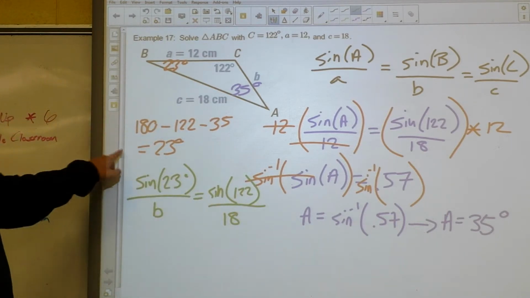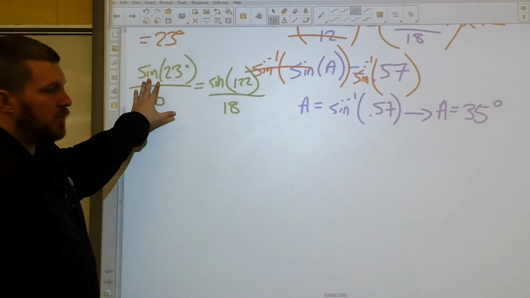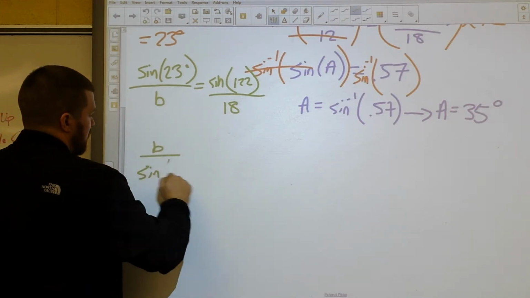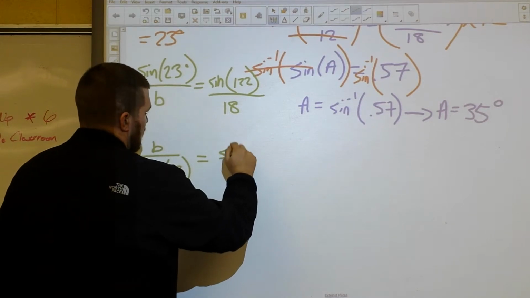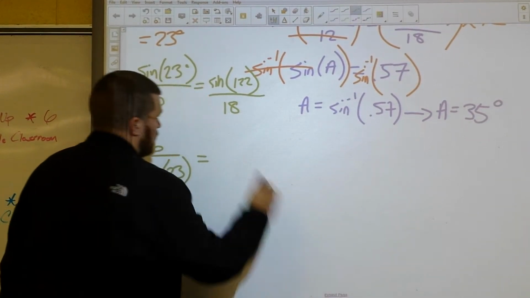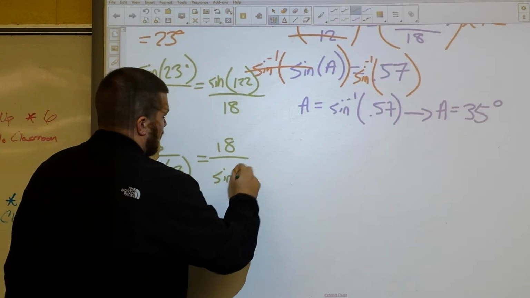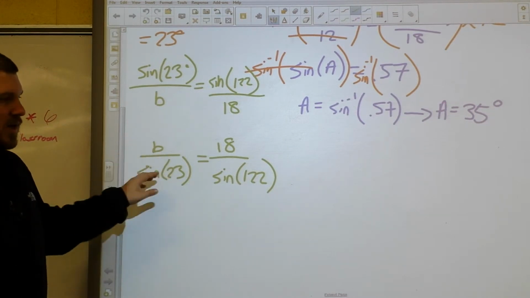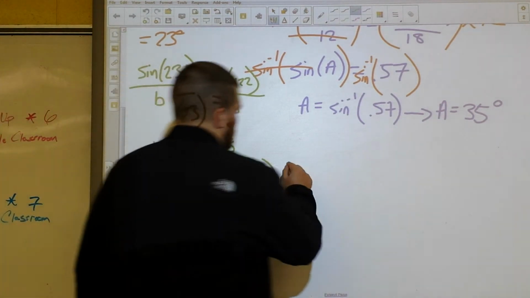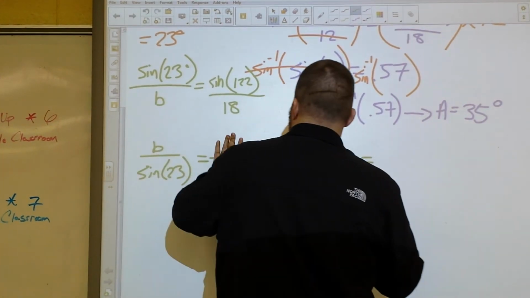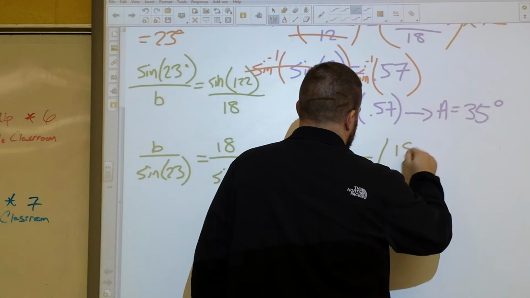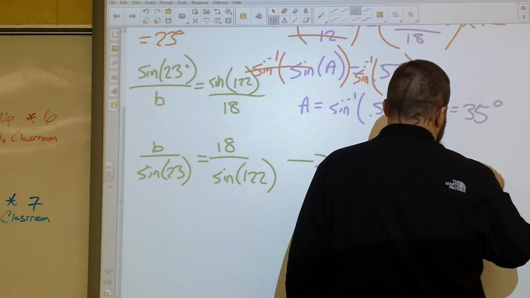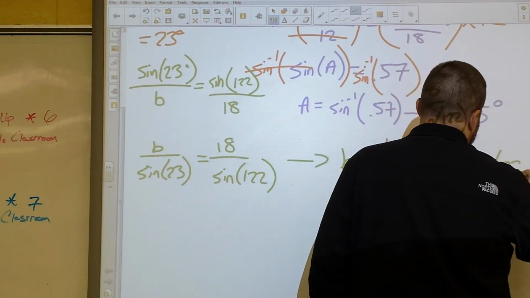Okay, so now, like we did in the previous problem, I want to flip each fraction. So B over sine 23 is equal to 18 divided by sine of 122. Now I want to get B by itself by multiplying by the sine of 23 degrees. So when I do that, I have B is equal to my original fraction, 18 divided by sine of 122, times the sine of 23 degrees.